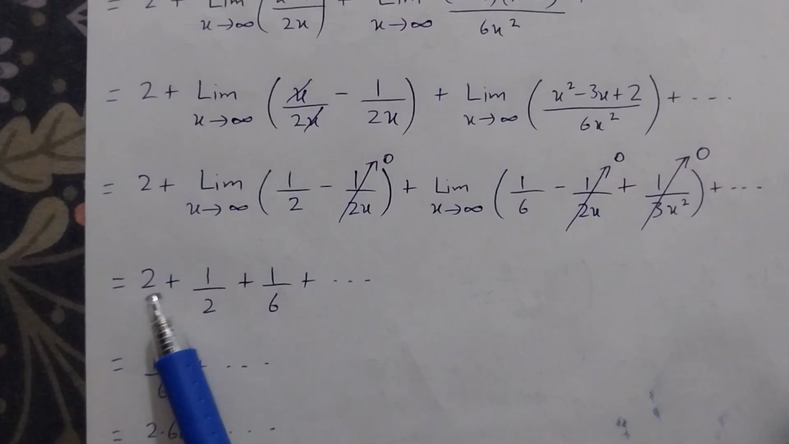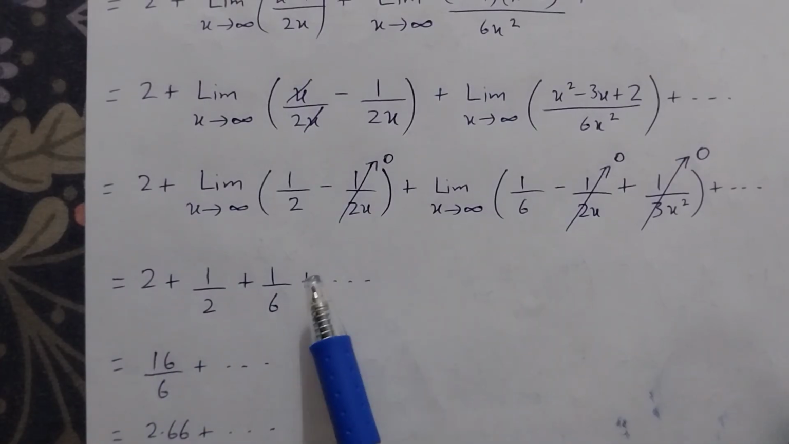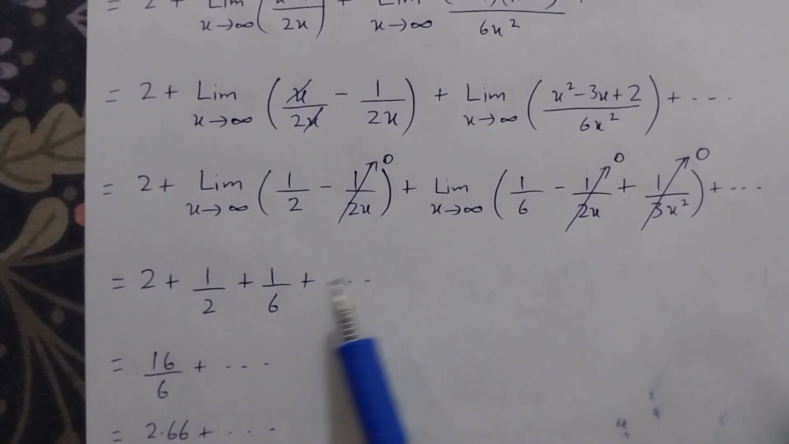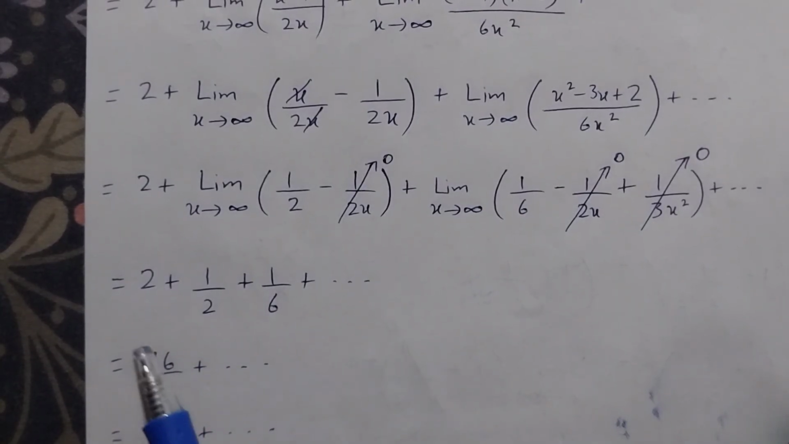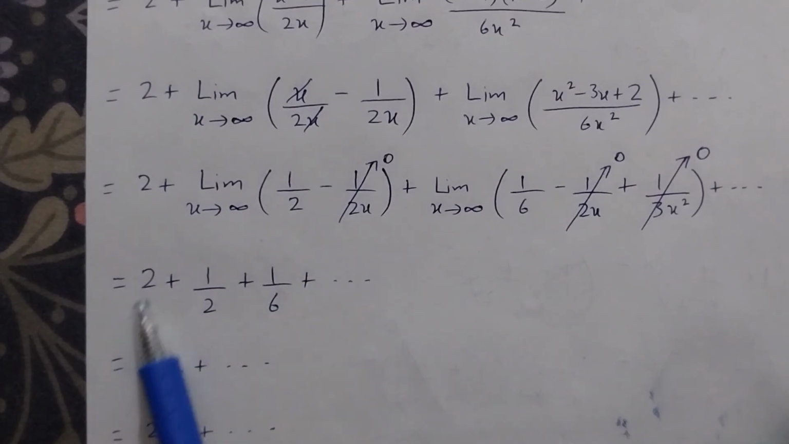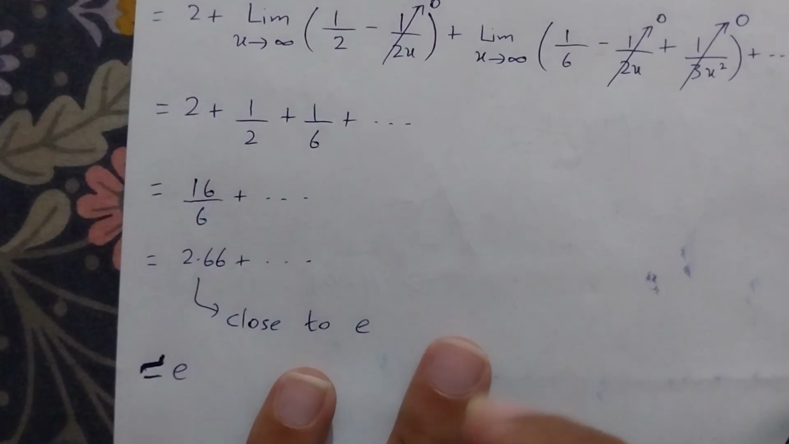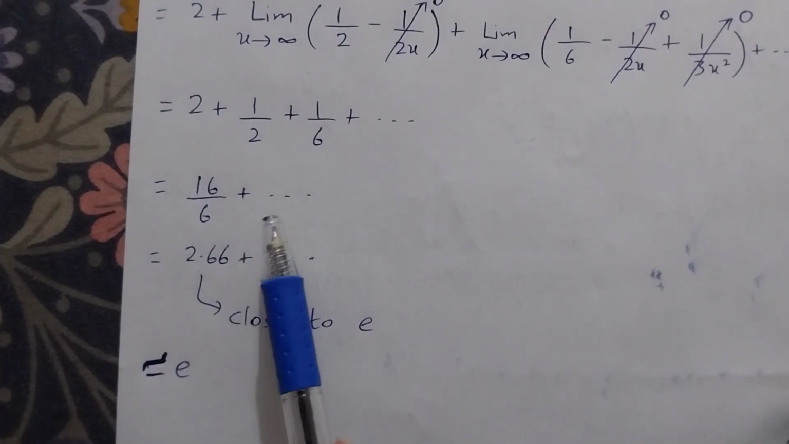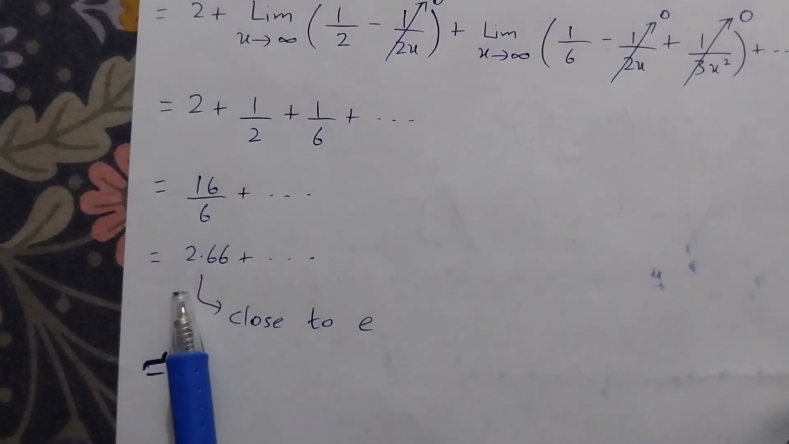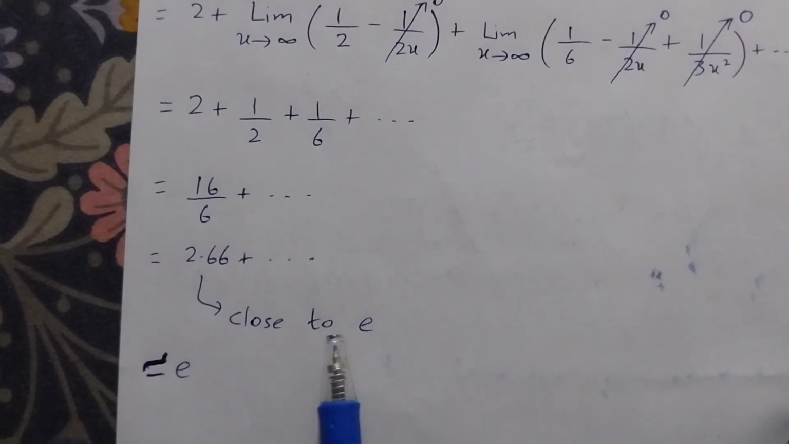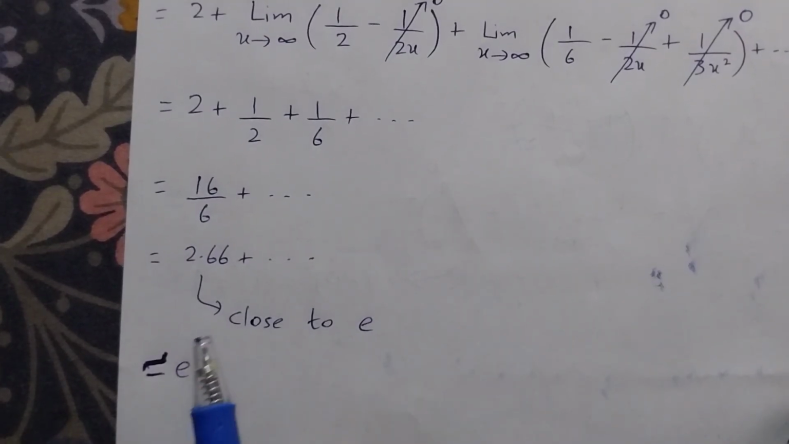So we are left with 2 plus 1 by 2 plus 1 by 6 up to so on. I haven't written all the terms. This series is continuous. So if we solve these three terms, what do we get? We get 16 over 6, and so on. So 16 over 6 is basically 2.66, which is pretty close to e. And e is basically 2.718, and this is almost 2.7.